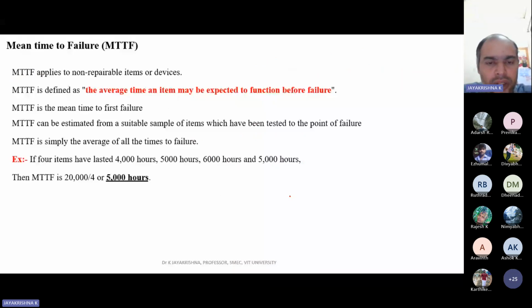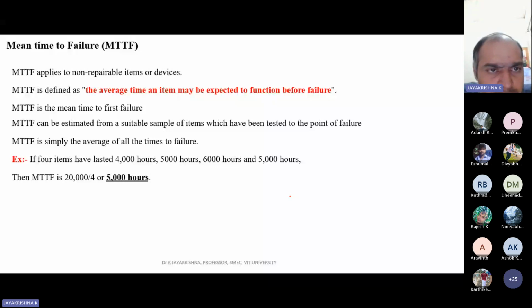So now let's enter into the other concepts. First is called the mean time to failure. Okay, so what is this mean time to failure? Mean time to failure applies to non-repairable items. Non-repairable items means the failure can happen only one time.